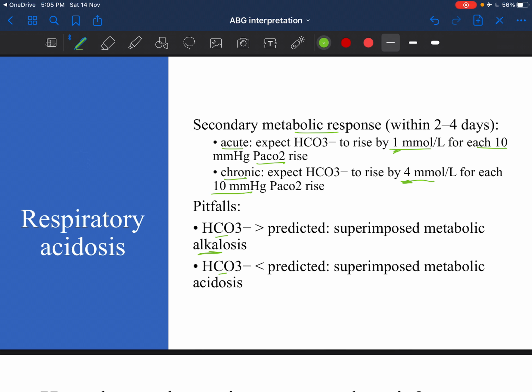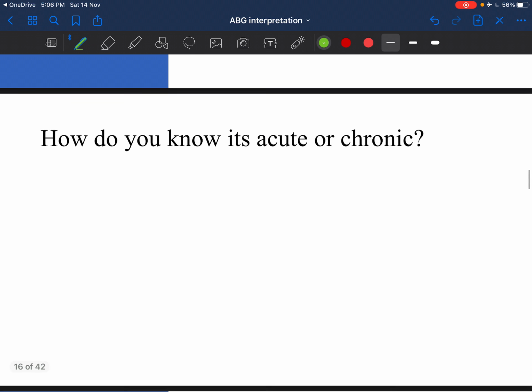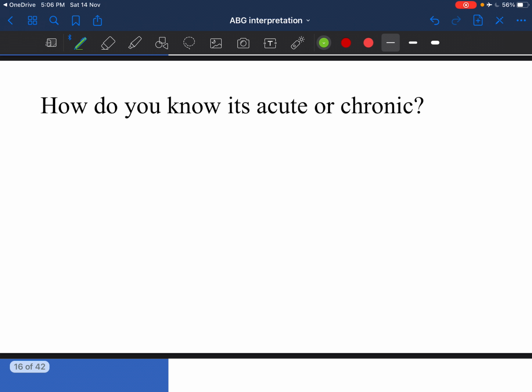Again, depending upon the amount of compensation, if it is more than predicted, then it is adding to the alkalosis already present, because bicarbonate is an alkali. If it is less than predicted, then there is additional acidosis present. Okay. So, bicarbonate more is additional metabolic alkalosis, bicarbonate less is additional metabolic acidosis on top of the previously existing respiratory acidosis.